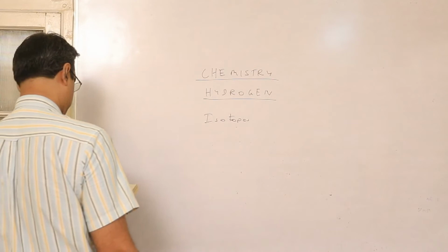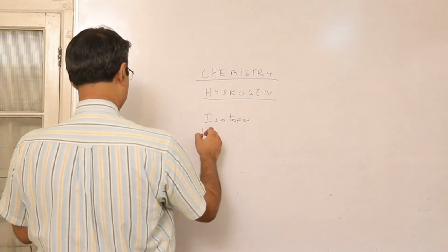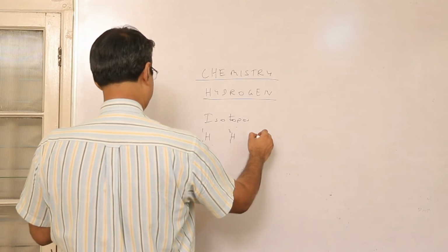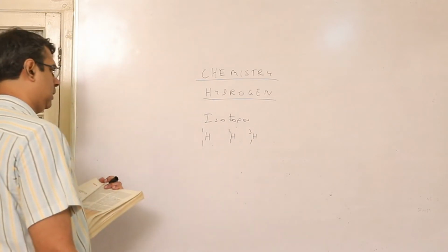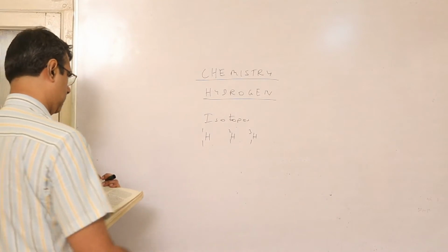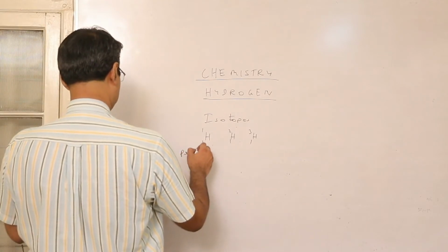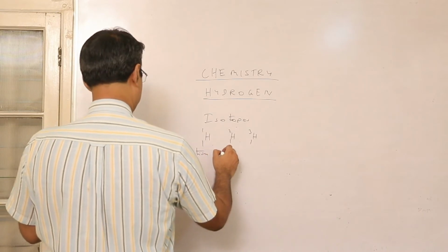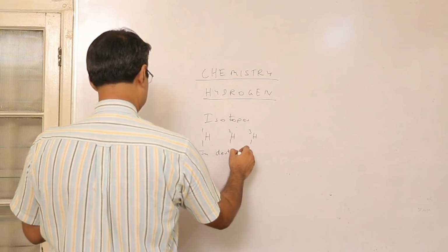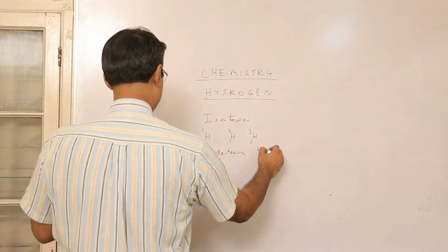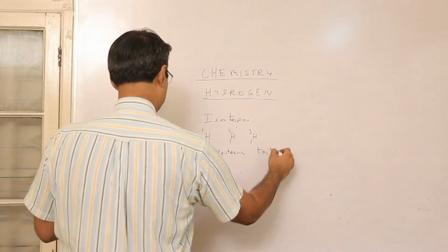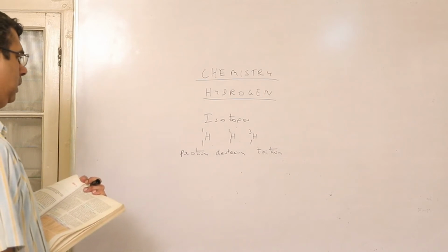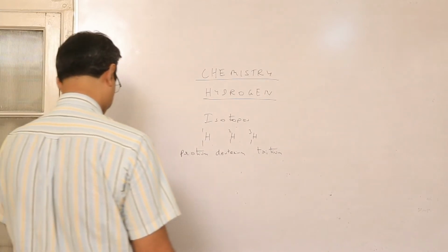Now we come to isotopes. Hydrogen has three isotopes. They are called protium, deuterium and tritium. So hydrogen has three isotopes: protium, deuterium and tritium.